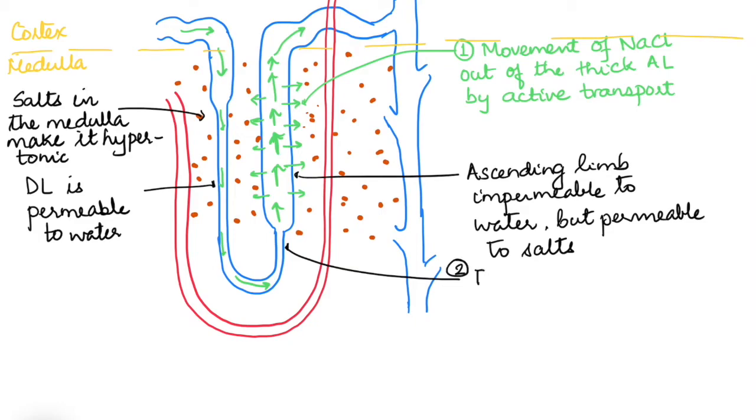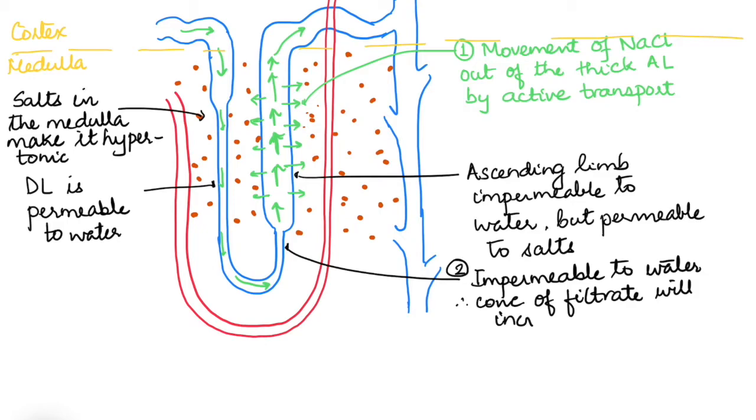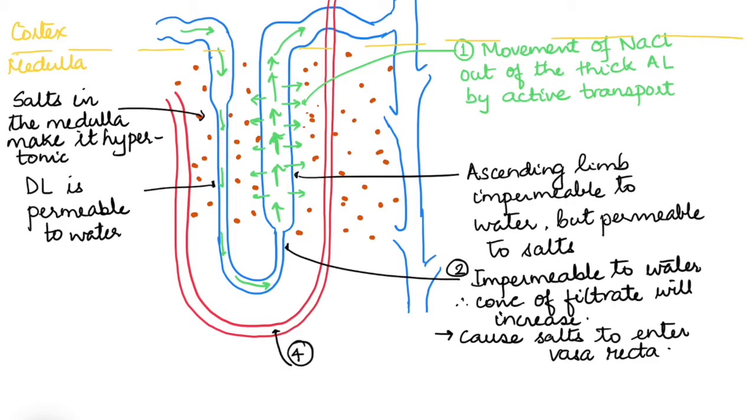Now, the second feature here is that because of this hypertonic environment created by the thick and the thin ascending limbs, the thin ascending limb is also impermeable to water. The vasa recta near the ascending limb takes up salts, whereas the vasa recta near the descending limb will take up water. This helps create a hypertonic medullary interstitium that is necessary for a concentrated urine.